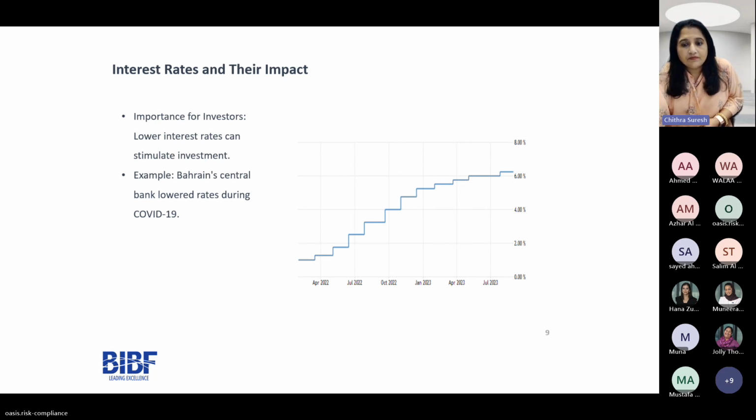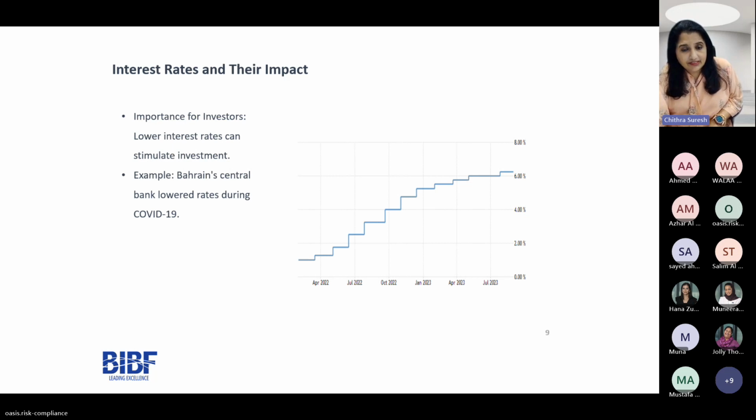and access credit. This can stimulate borrowing and investment activities, leading to increased economic activity and a higher stock market performance. Conversely, when interest rates rise, borrowing costs increase, which can reduce borrowing and investment, potentially dampening the economic activity and affecting the stock market performance. So changes in interest rates can influence our investment decisions.